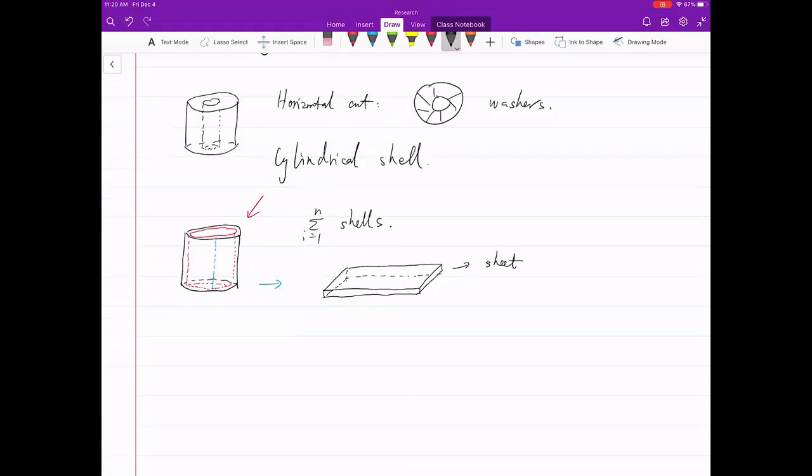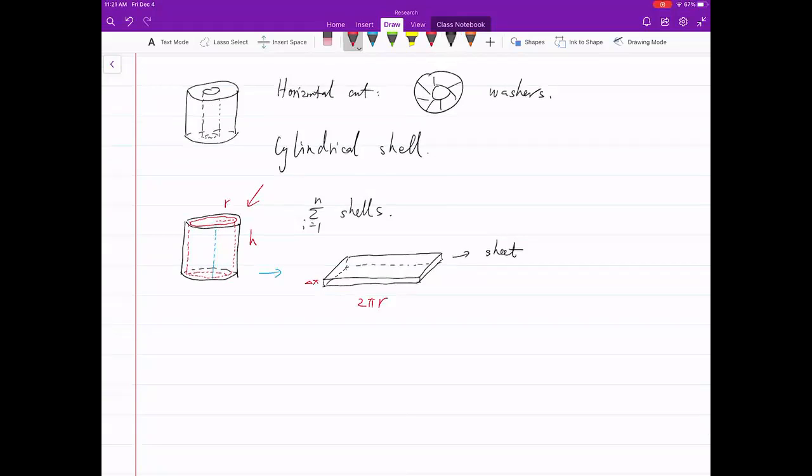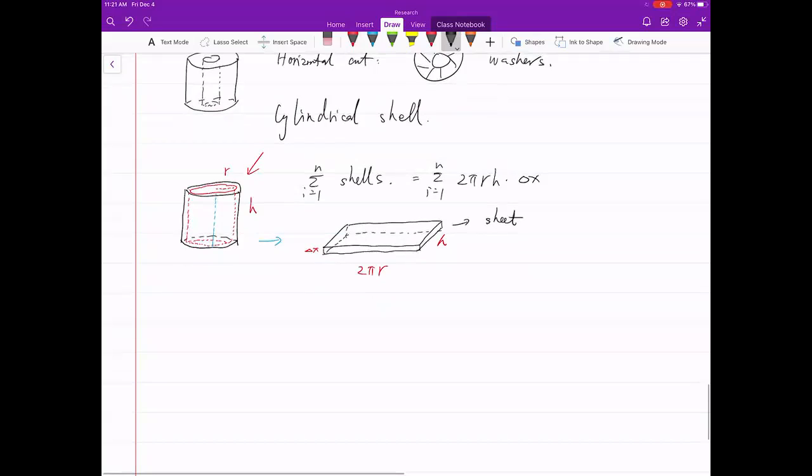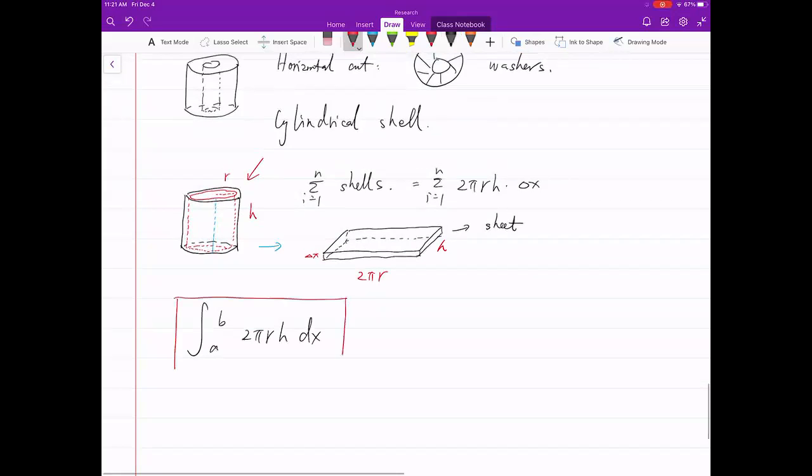And by sheet, I mean, basically, it's a cuboid, right? So all you need is the base times the height. What's the height? The height is delta x. What's the base? If this is h for the cylinder, this is r, the radius for the cylinder, then this is going to be 2 pi r when you unwrap everything. And this will still be h. So the whole shell is going to be 2 pi r h times the height. Sounds good? Take n to the limit. You have the formula. Done. Integral from a to b of 2 pi r h dx. So that's the formula for the cylindrical shell.